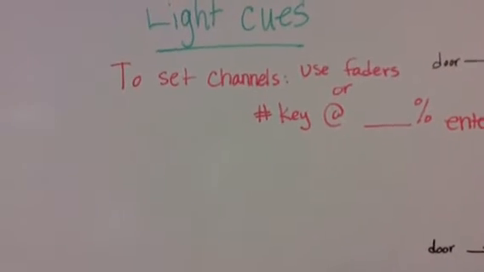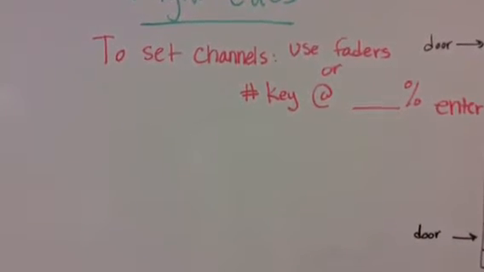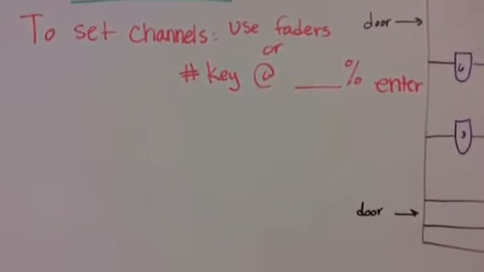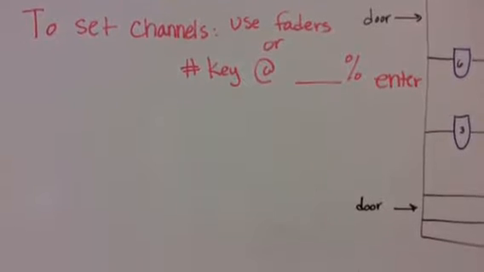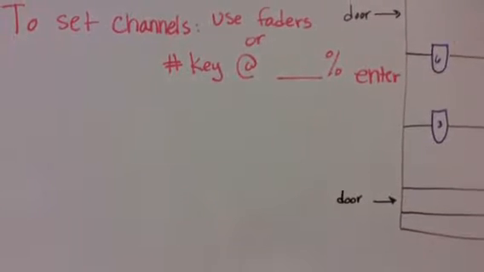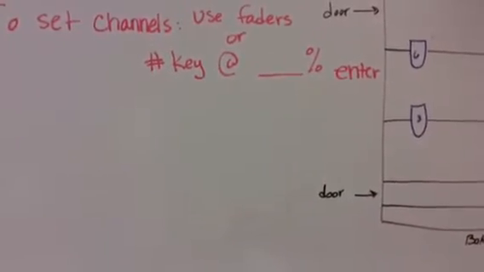Just to review our recording, to set any channels so that we're building our cue, you can either use the faders or you can press the number key of the channel, press at whatever percentage you want. 50% would be half, full is all the way up, out is 0, and you press enter.